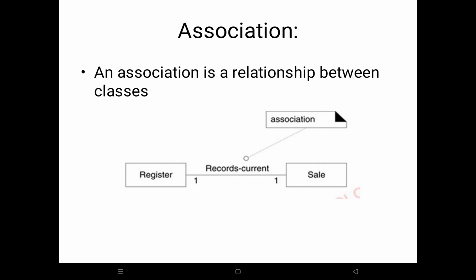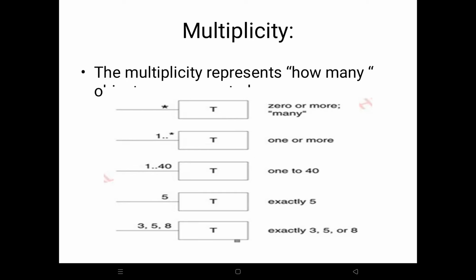Okay, so the association is represented as a line which is connecting the two classes, right? So what is the relationship between the classes? In this example, what is the relationship between the Register and Sale classes? Every sale is recorded in a register, right? So this is the relationship between the Register and Sale classes.